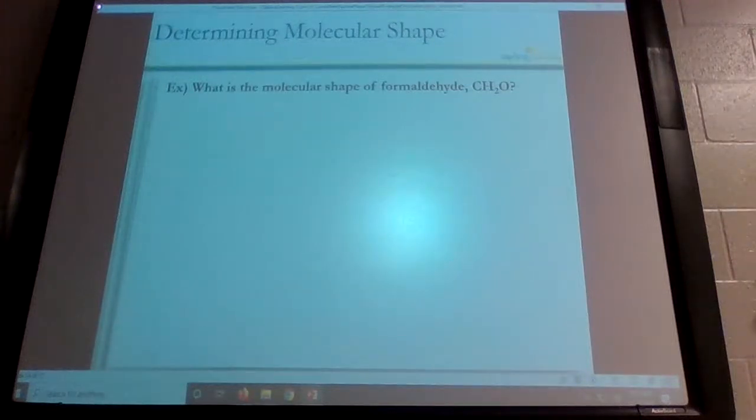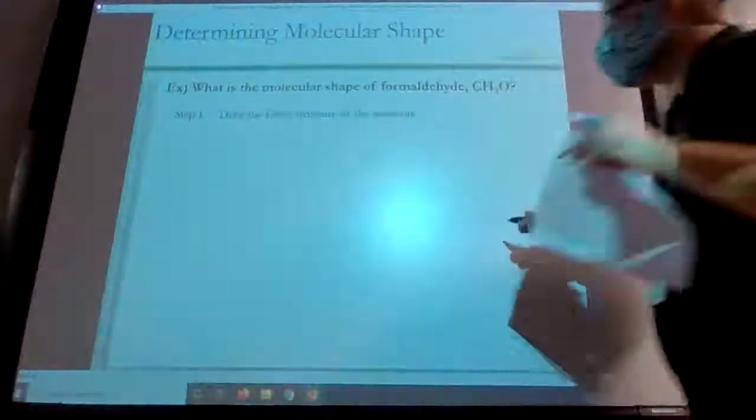So using the chart, what's the shape going to be? If I have 3 total groups, all 3 of them are bonds and none of them are lone pairs. It should be trigonal planar, yeah. So I should have this kind of shape with 120 degrees and no extra electrons. So let's see if I got that right.